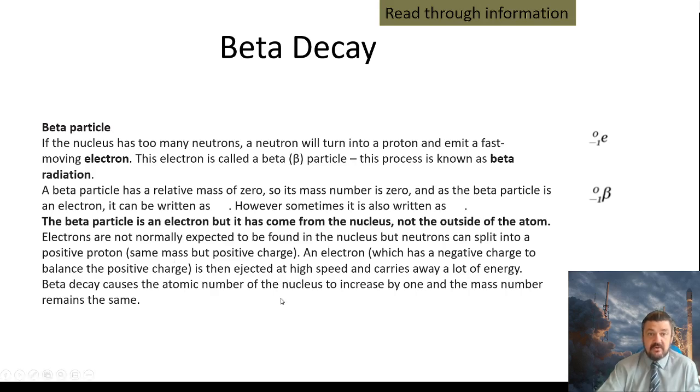Electrons are not normally expected to be found in a nucleus, but neutrons can split into a positive proton, same mass but positively charged, and an electron, which has a negative charge to balance the positive charge. It's then ejected at high speed, carrying away a lot of energy. Beta decay causes the atomic number of the nucleus to increase by 1, and the mass number remains the same. We will go into the maths of it in a different lesson. All I want you to concentrate on for now is that this represents beta decay.